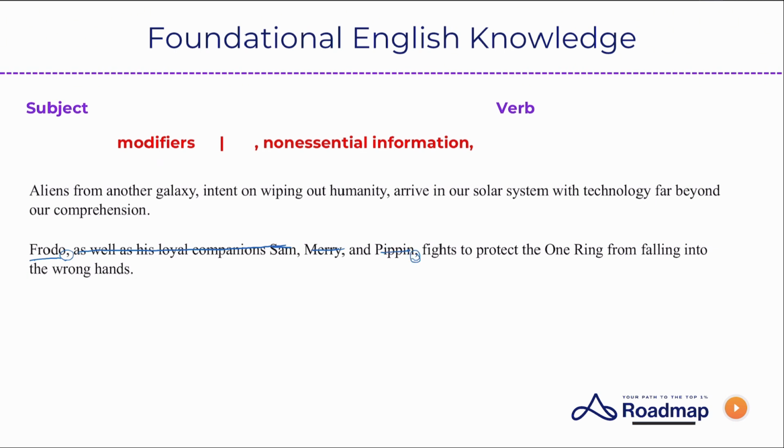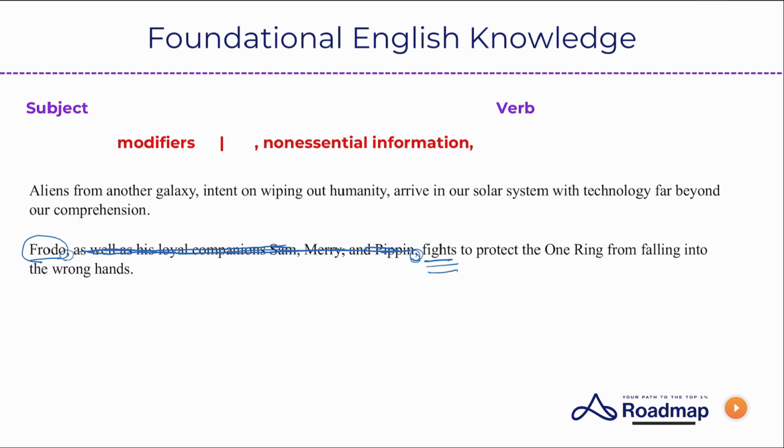So in this case, notice how the simple subject of the sentence is Frodo, and Frodo is singular, right? It refers to one person. So that singular subject, Frodo, has to agree with the singular verb fights, right? So Frodo fights to protect the One Ring.